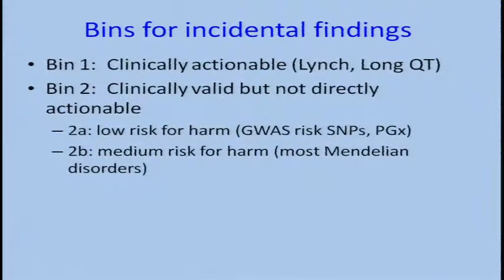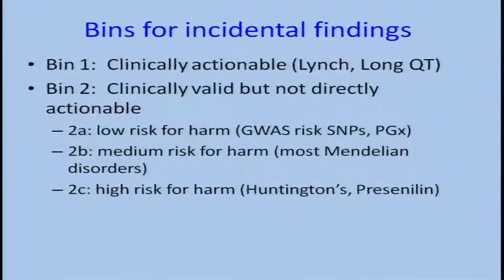People will deal with information differently and be affected by it differently. We have 2C being the conditions where there's a high risk for harm. The example given here, Huntington's, being a triplet repeat disorder, is not likely to be picked up on whole exome sequencing, as Gail was helpfully pointing out earlier. My favorite example for this category now is fatal familial insomnia, a horrible, horrible condition that I think many of us would think twice before we decided to learn if we were going to get that condition.